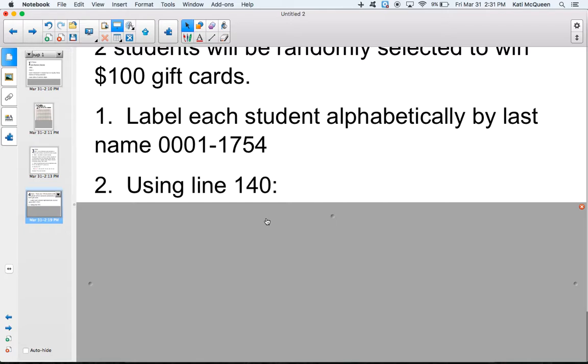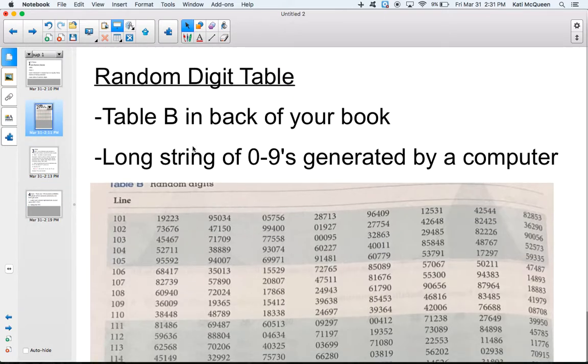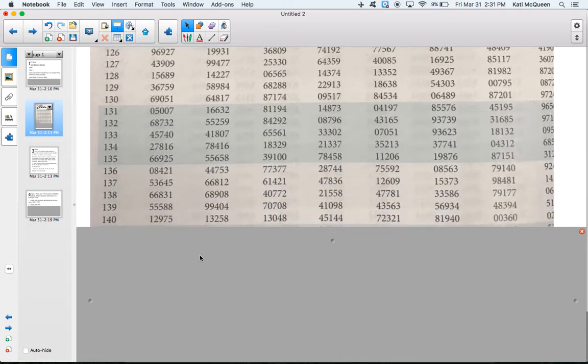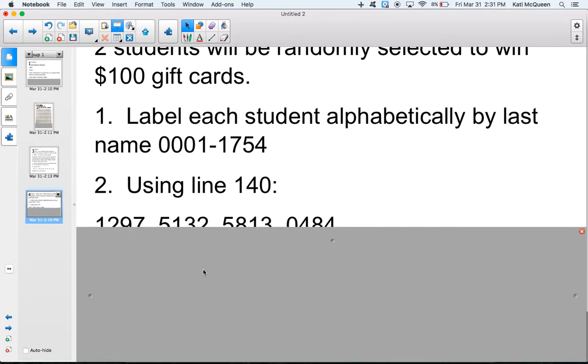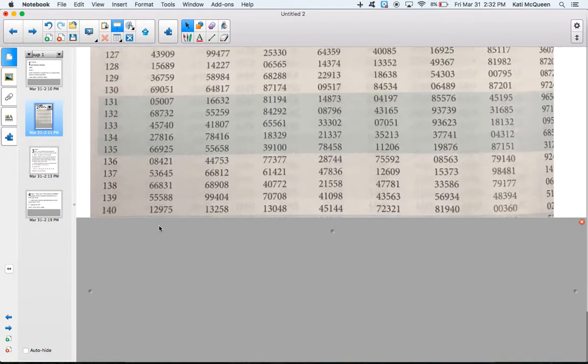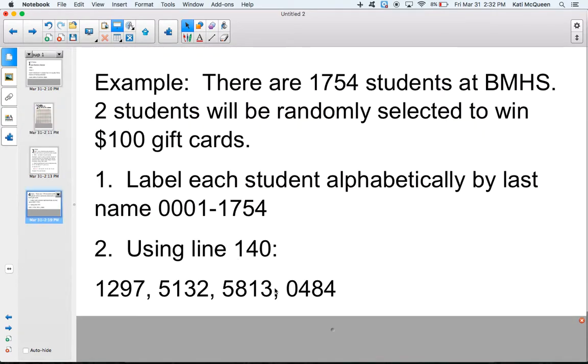All right, and we're going to say using line 140 here. So if I look to line 140 in the back of my book, here it is. So I'm taking 4 numbers at a time now. So my first number is 1297. That's the first one, and that does fit inside of my range. My next number, let's see, I need 4 digits at a time. So 5132, which does not fit, so I'm going to keep looking. Next number would be 5813, still doesn't fit. Next one would be 0484, and that one does fit.